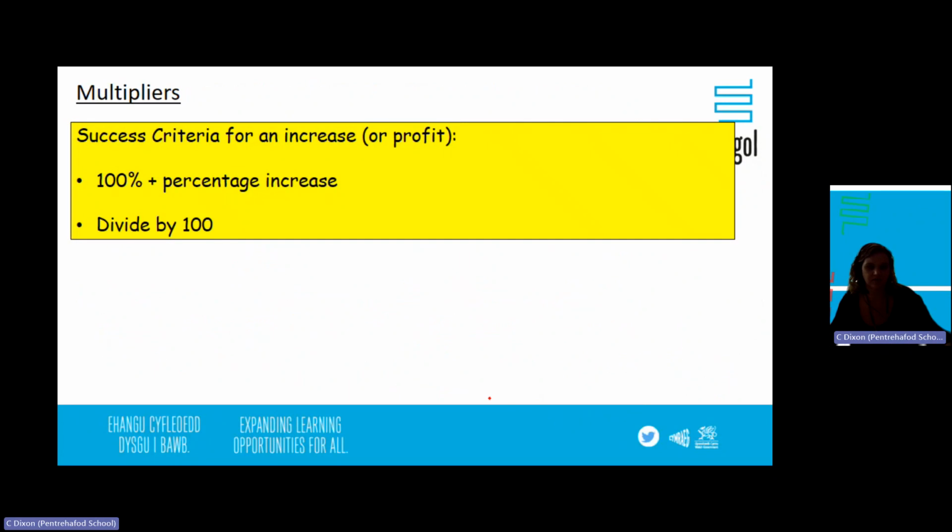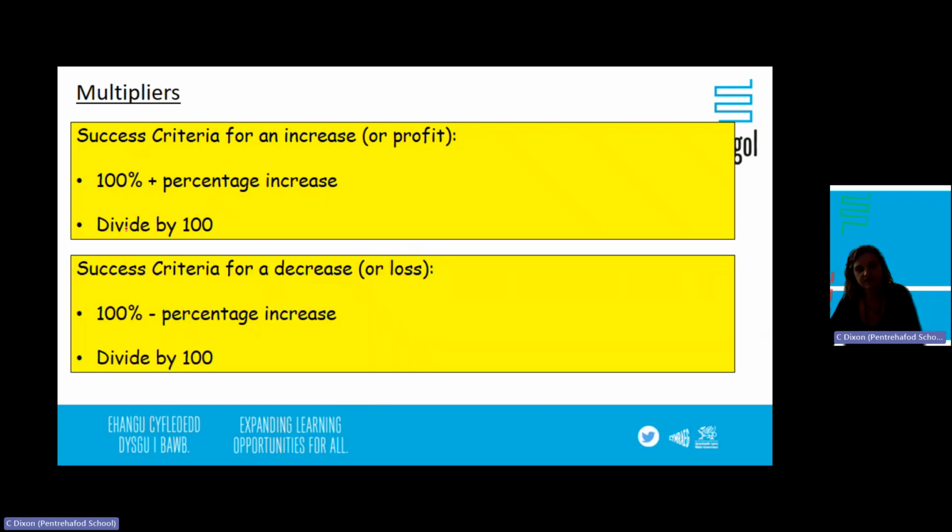So we're going to build on that now. So we're still going to use our keywords like increase and decrease. Okay, we're going to look at increasing to start. So for an increase or a profit, sometimes you'll see the word profit, that will be 100% add on whatever the percentage increase is. Okay, and this will be called our multiplier. And then we'll divide by 100.